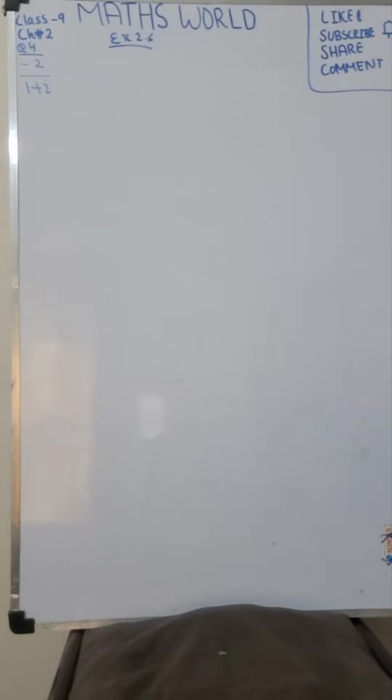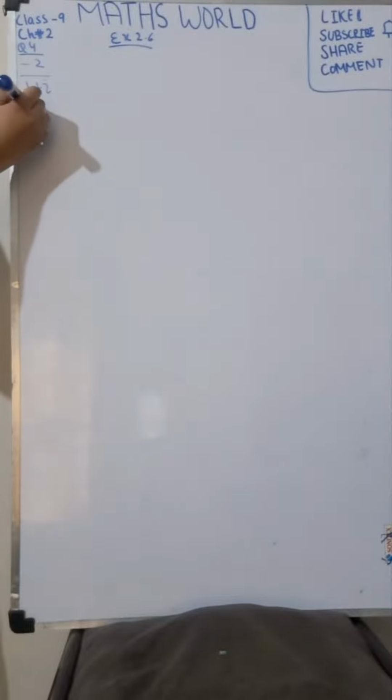Guys, today we will discuss class 9, chapter number 2, exercise 2.6, question 4, that is about writing them in the form a plus b iota. What you will do, you're going to rationalize it. How you're going to rationalize it, let's see. Just remember, when the imaginary number iota comes in the denominator, you are going to rationalize it and find the a plus b iota form.